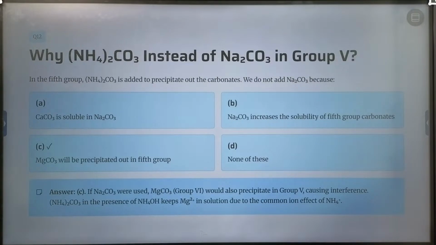Due to common ion effect, the concentration of carbonate will be less, and only the fifth group cation will be precipitated. If you are adding sodium carbonate, then the common ion effect is not maintained. So along with the fifth group cations, the sixth group cation, magnesium, will also precipitate as magnesium carbonate. Then it will interfere in the analysis. That is why we are adding ammonium carbonate.